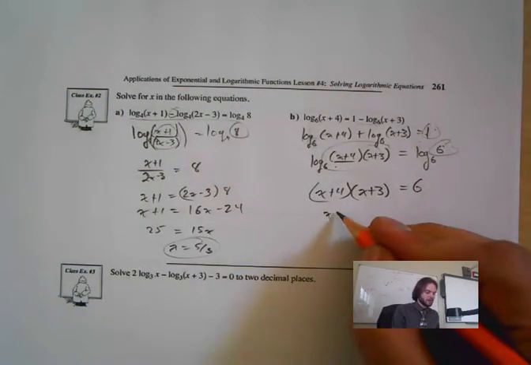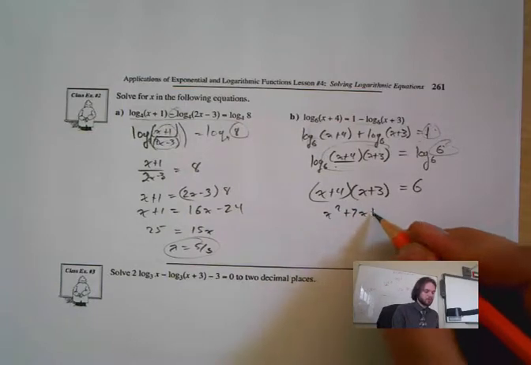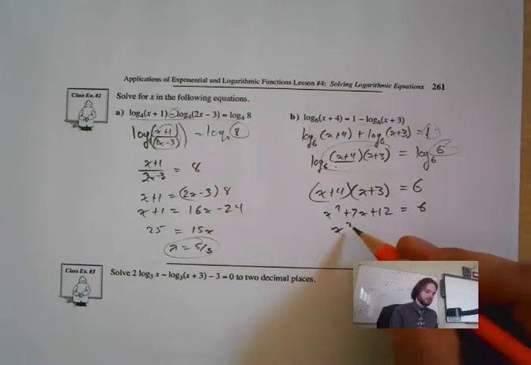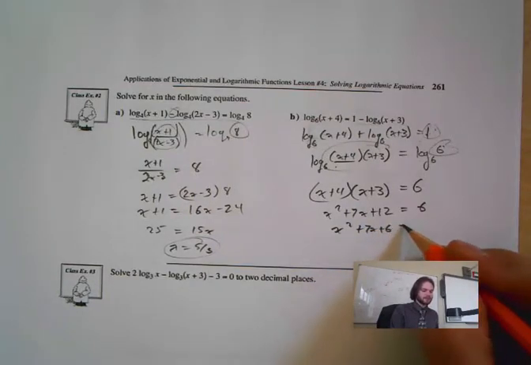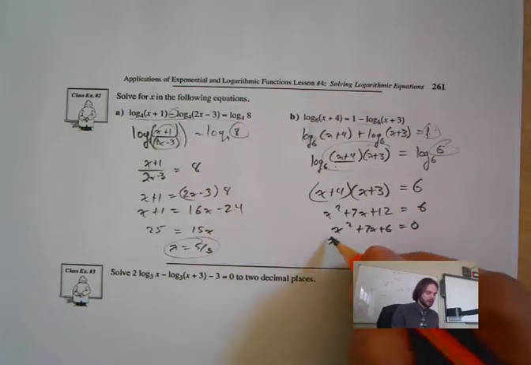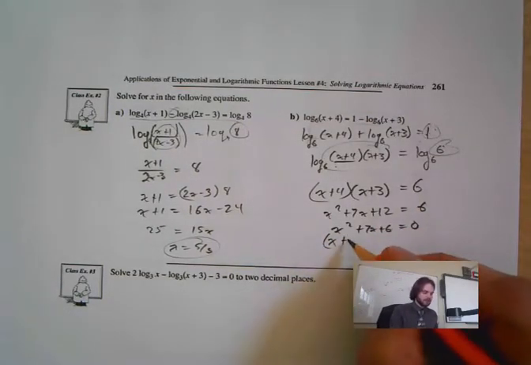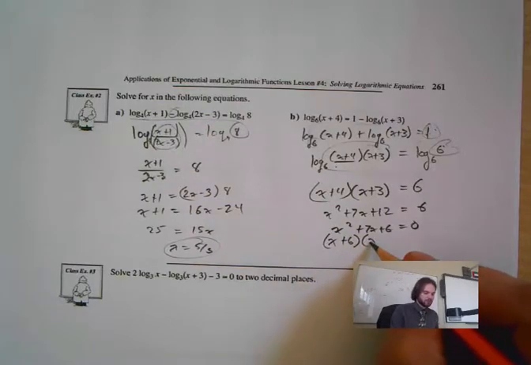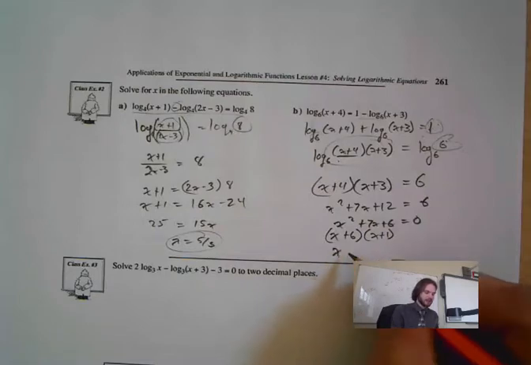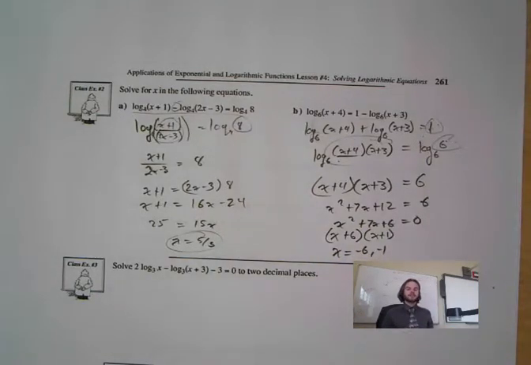I'm going to get x squared plus 7x plus 12 is equal to 6. So now I'm going to get x squared plus 7x plus 6 is equal to 0. Just subtracted 6 from both sides. I factor this out. I'm going to get x plus 6 and x plus 1. Now, looking at this, I have two answers. x could equal negative 6 or negative 1. Now, let's see if either one of those work.